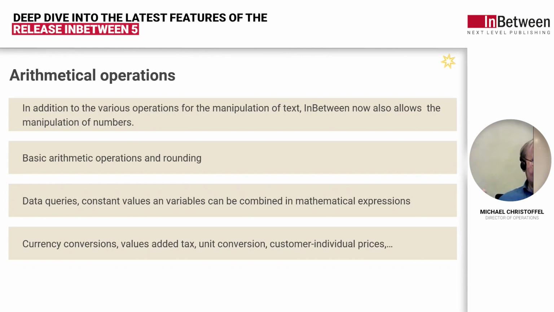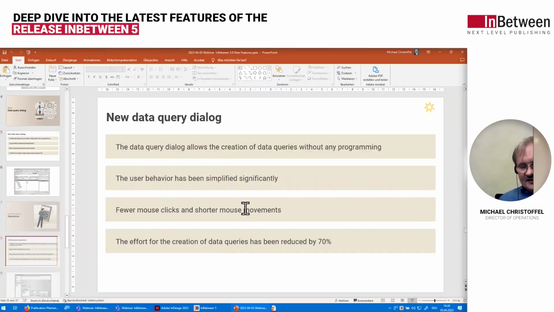And this can be used, let's say, for currency conversion. You want to have a euro price and want to have it in pound sterling. You can calculate value added tax if you have the tax rate. You have equivalent measurement units, for instance, you want to have centimeters and want to have inches. Or you can also create customer individual prices if you have some price category coming from your CRM, and I want to have the price for this customer. Let's show how this works.